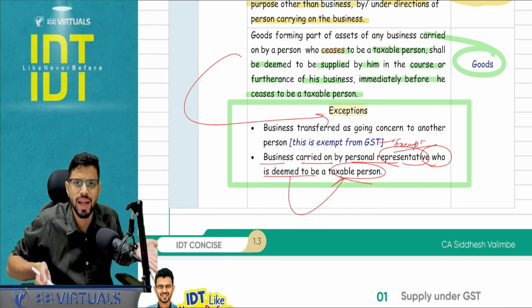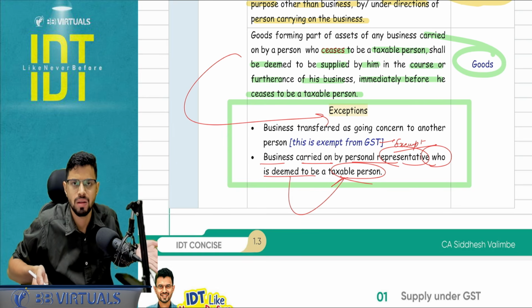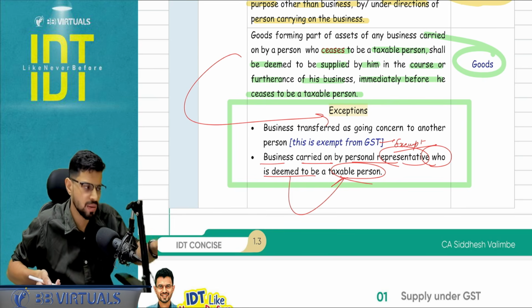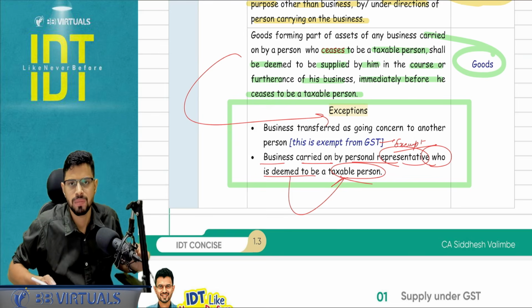Why are you today considering it as a deemed supply from my side? Let him carry on the business. Nirmala Tai, you will get the GST in due course. He will continue my business.